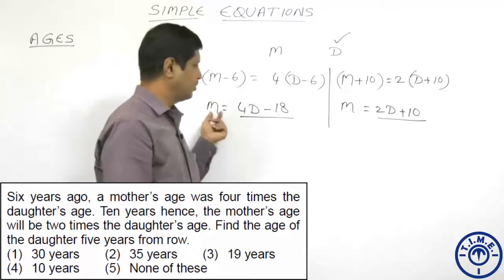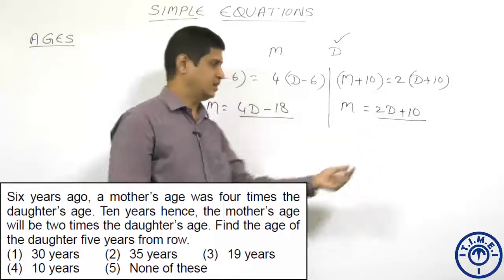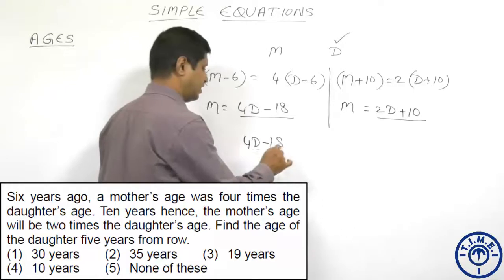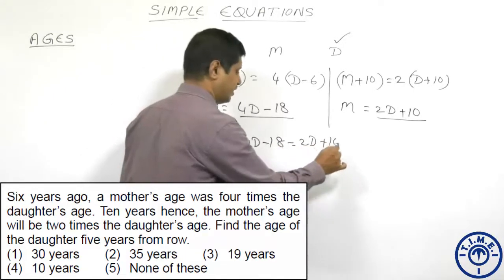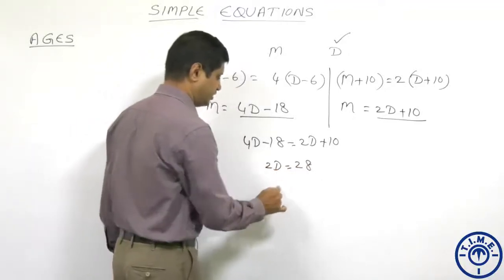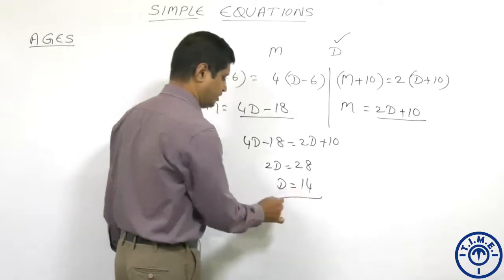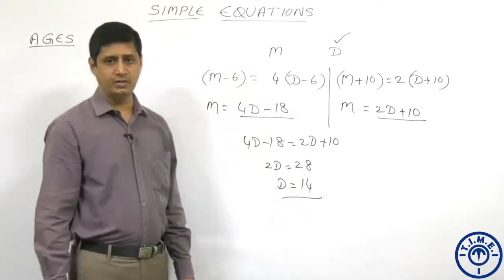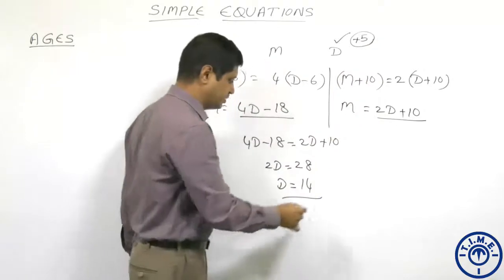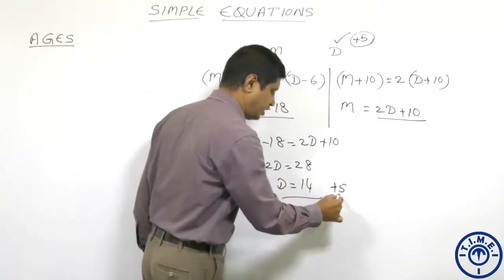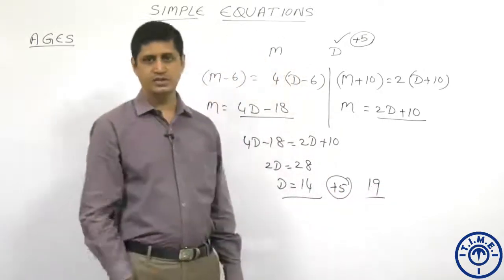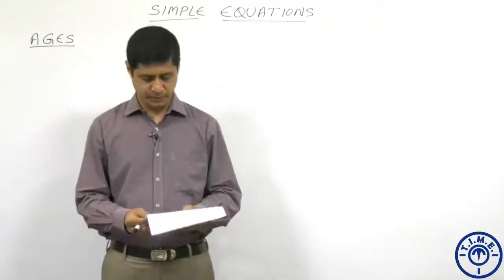Now when you equate these two results, we get the value of D. 4D minus 18 is equal to 2D plus 10. Taking D on one side, the result is 2D equals 28. The value of D is 14 years. The present age of the daughter is 14 years, but what to find? The age of the daughter after 5 years. After 5 years means adding 5 years to 14, the result is 19. So what is the right choice? 3. Now, look at the next question.